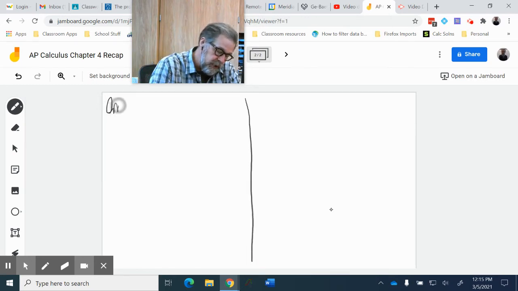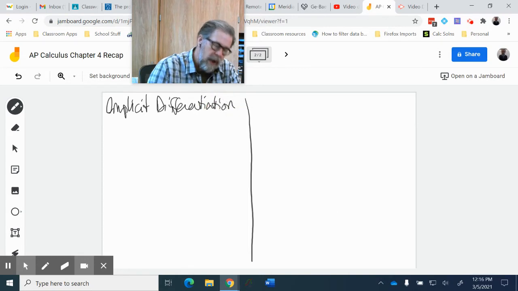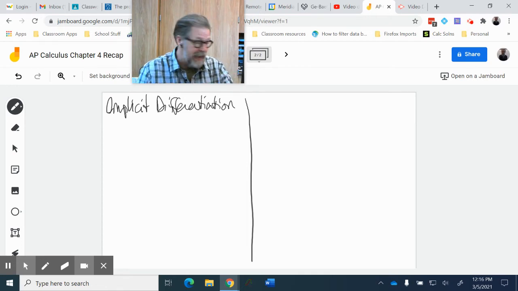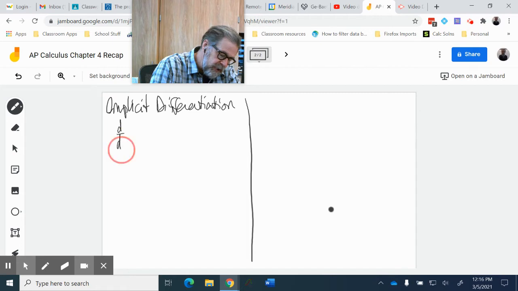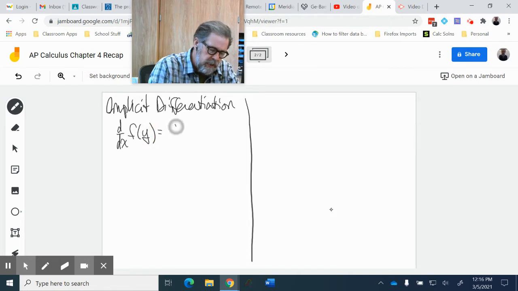Implicit differentiation is useful when we cannot write y equals some function of x. Instead, we have some function of x and y. The way implicit differentiation works is that when we get to the part that is a function of y, we take the derivative of that function and then use the chain rule to multiply that by dy dx.